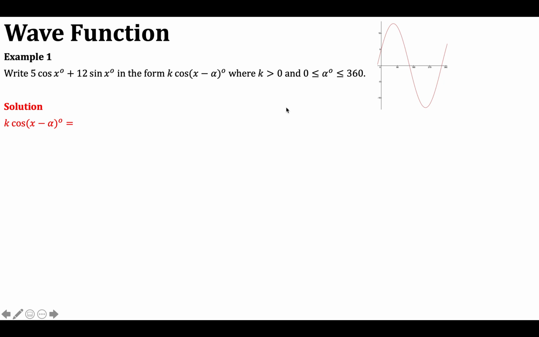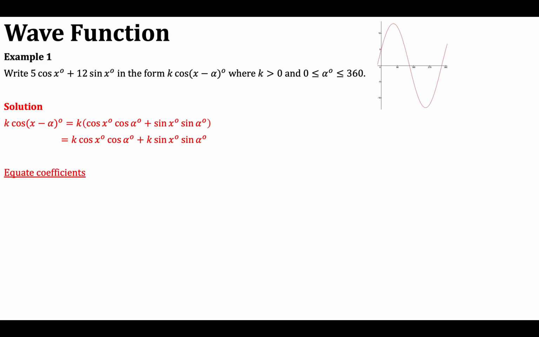So if we firstly look at k cos of x minus alpha, and we use our addition formula of cos of x minus alpha to expand that, we will obtain k cos of x cos alpha plus k sin of x sin alpha. We can now equate our coefficients. Looking at cos x first, the coefficient of cos x in the expression we've been given is 5, and in our expansion, the coefficient is k cos of alpha. So that means that k cos of alpha is equal to 5.